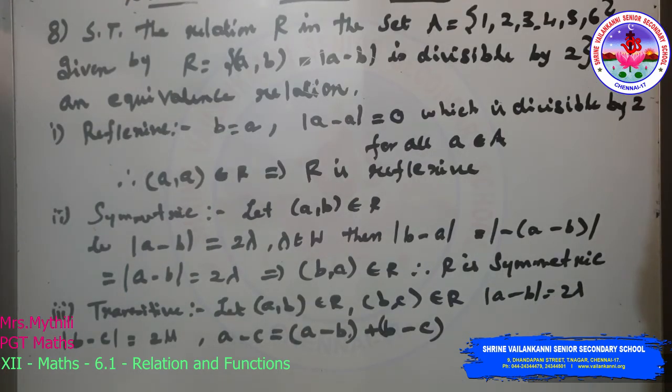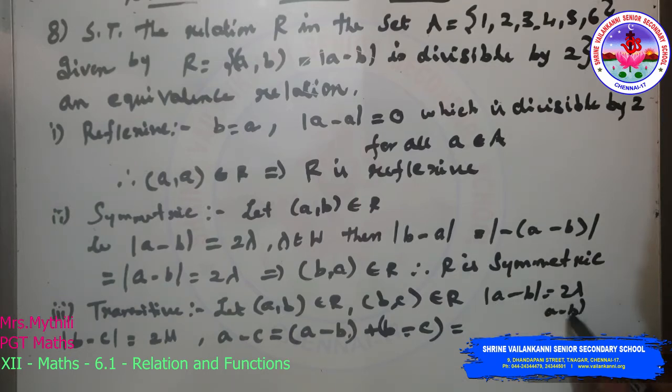Now we have to check whether it is transitive or not. Let (a, b) belong to R and (b, c) belong to R. We must show that (a, c) belongs to R. So modulus of a minus b equals 2 lambda, modulus of b minus c equals 2 mu. Then a minus c, I am writing this as adding and subtracting b, so minus b and plus b. So a minus b plus b minus c, which is equal to a minus b, which is 2 lambda. So modulus of a minus b is 2 lambda.